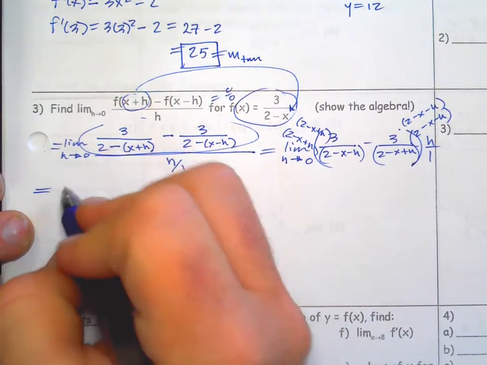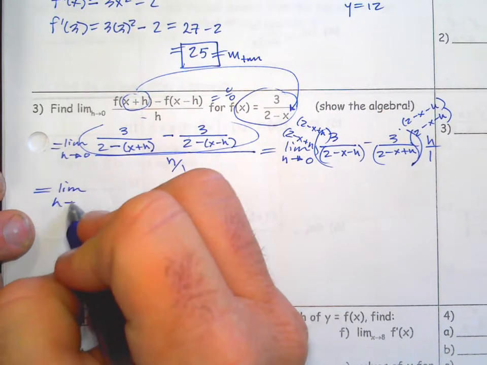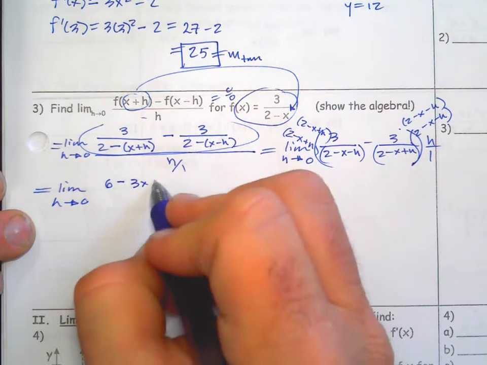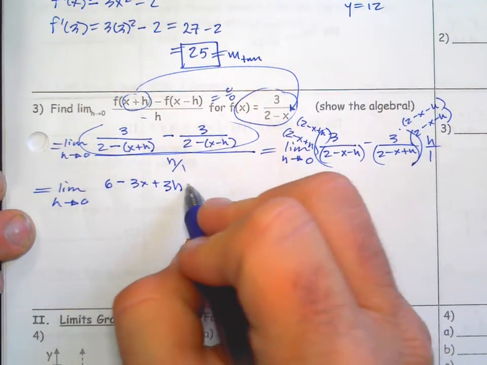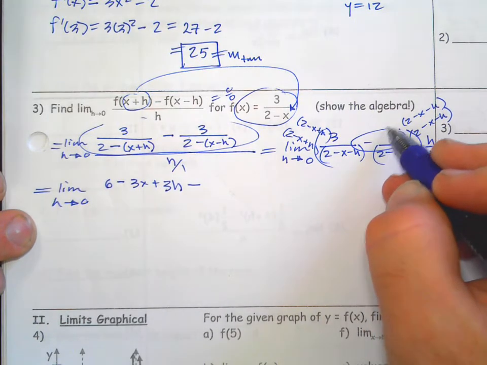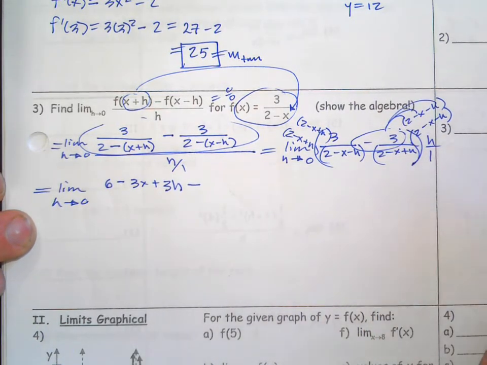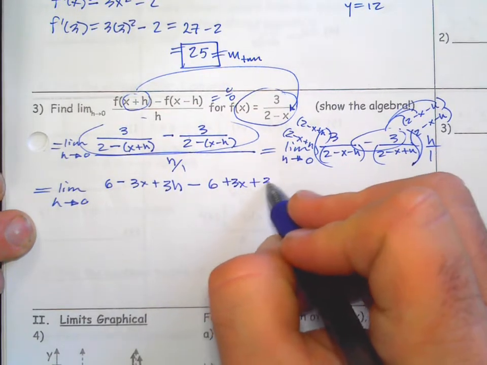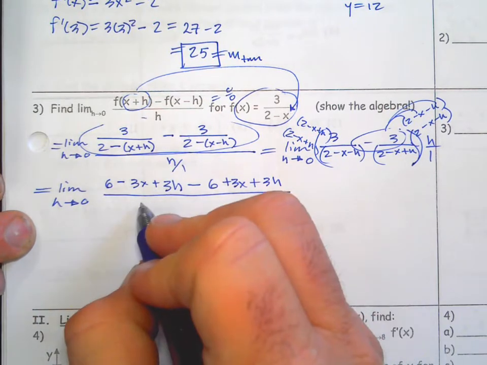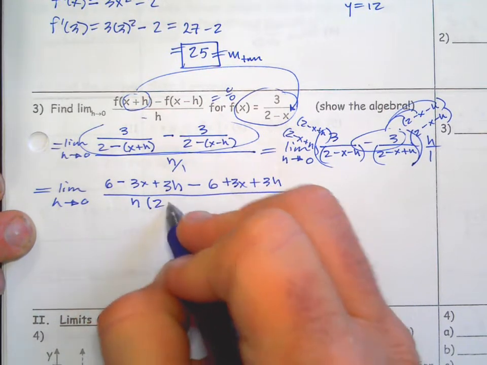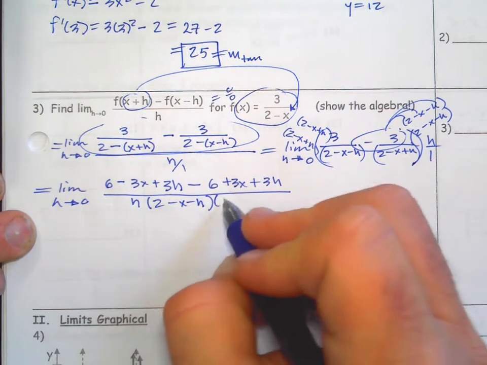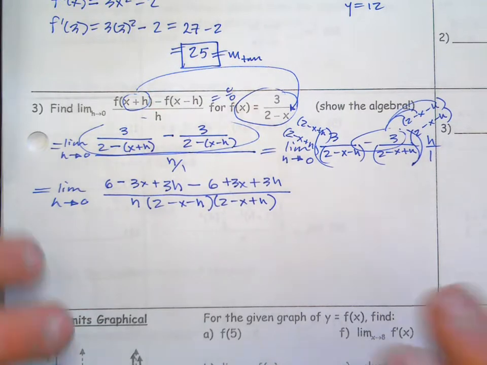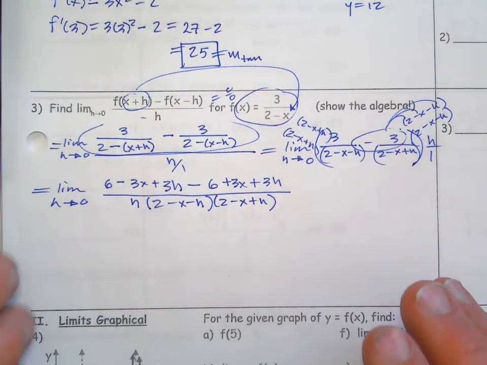And so then what we're going to get next is you have to distribute that. That's going to be 6 minus 3x plus 3h minus, now when you distribute this 3, distribute the negative in with it at the same time if you want. That saves a little bit of work. So that's going to be minus 6 plus 3x plus 3h all over h, and then there's a 2 minus x minus h, and a 2 minus x plus h. Don't multiply the bottom out because that's already nicely factored. The top we gotta simplify and combine like terms.